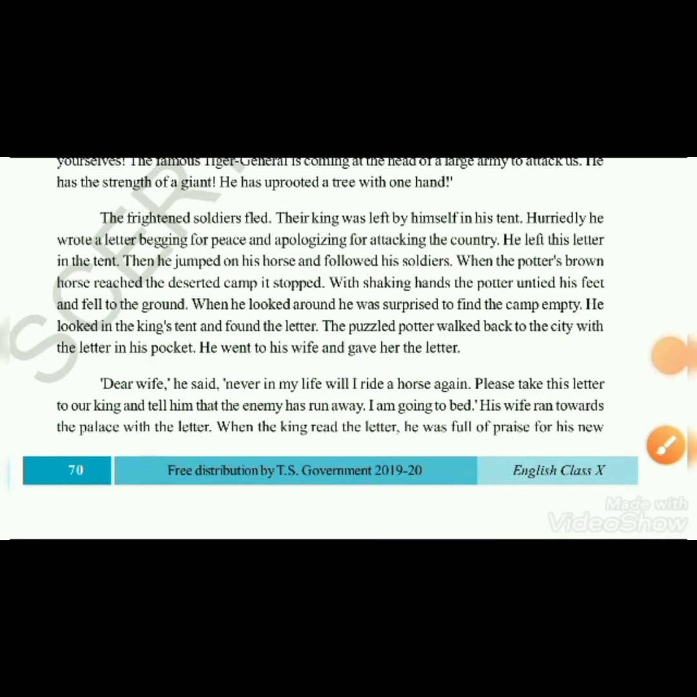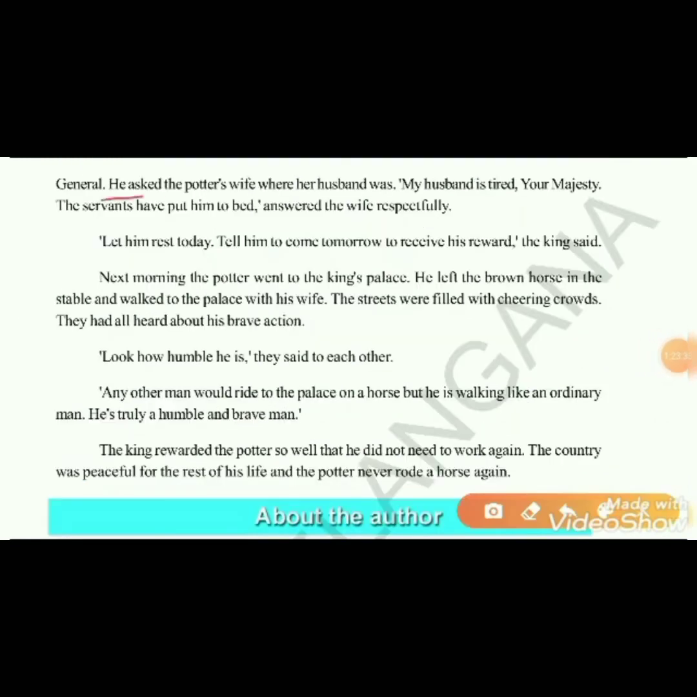Let him rest today. Tell him to come tomorrow to receive his reward, the king said. Okay, my dear lady, let your husband sleep and take sufficient rest today, but tell him to come to the palace tomorrow. I just want to gift him a big reward. What did the king want to give him? A big reward.